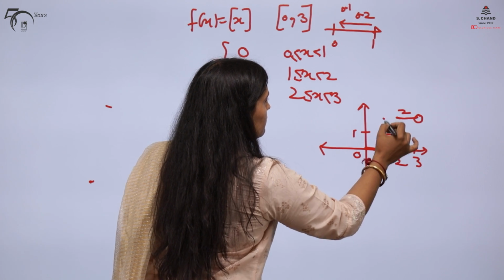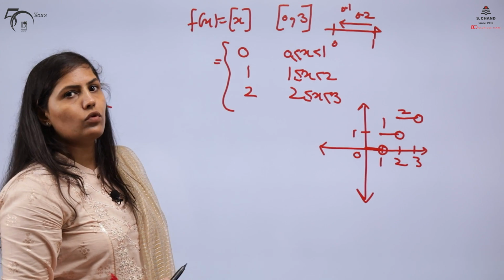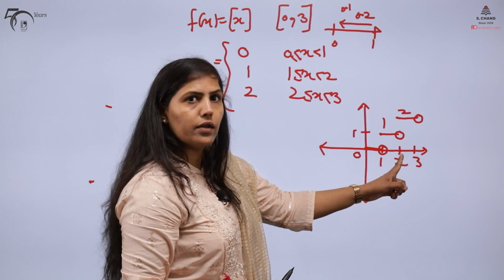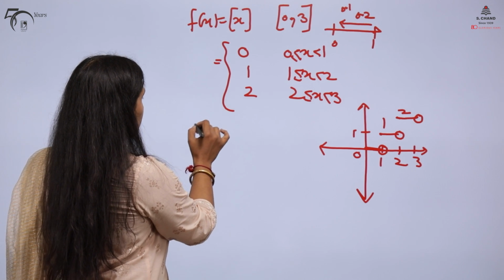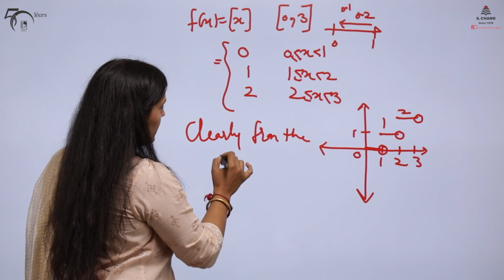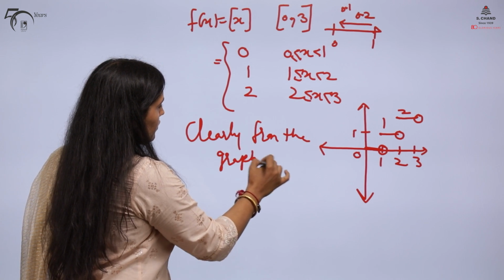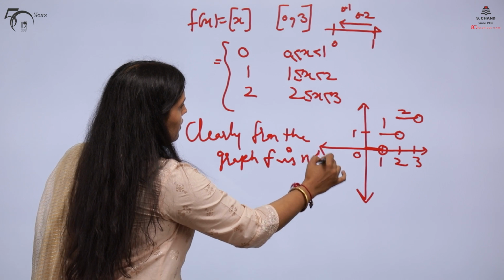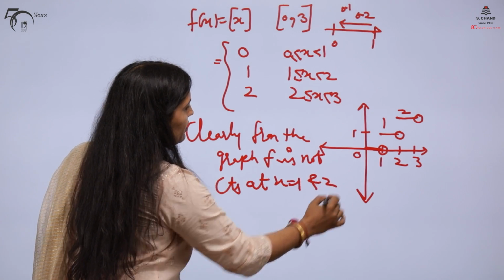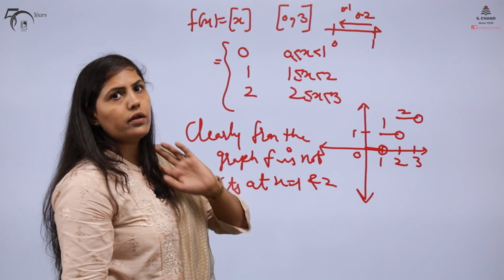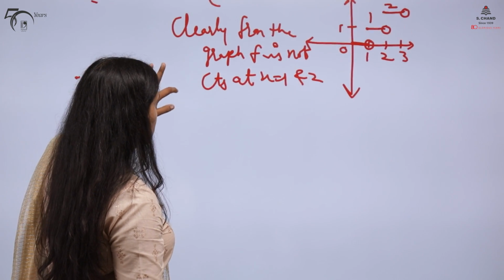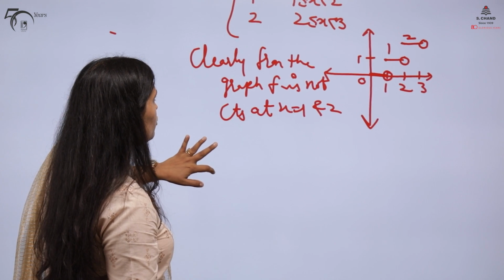So, this is 2, this is 1. You can see the breaks clearly. So, breaks are there, it means the function is not continuous at 1, not continuous at 2. Now, clearly from the graph, function is not continuous at x equal to 1 and 2. I will be showing you that if it is not continuous, understood, it is not differentiable 101%. So, let us start with checking the differentiability part.